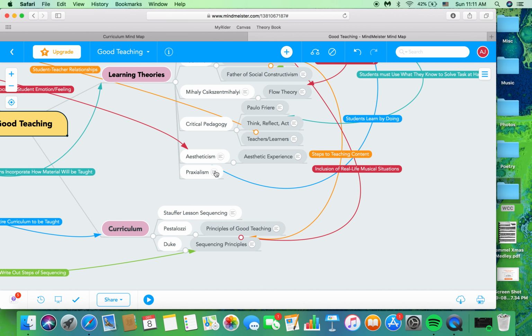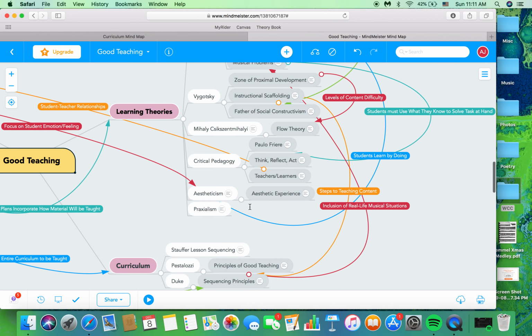And then praxealism, kind of the easier one here. It's just students learn through actual making and observing of music, and then obviously they reflect back on that and what they learned from that.